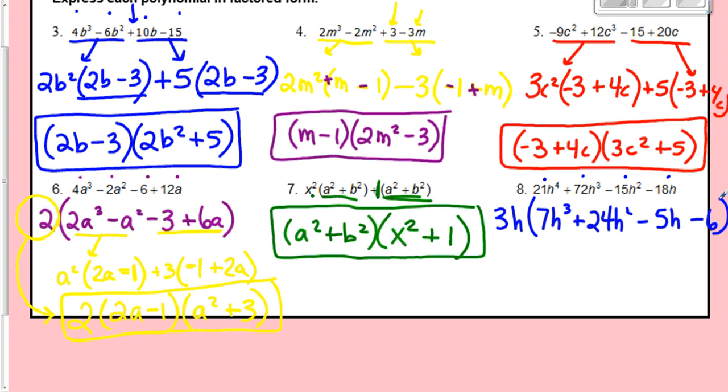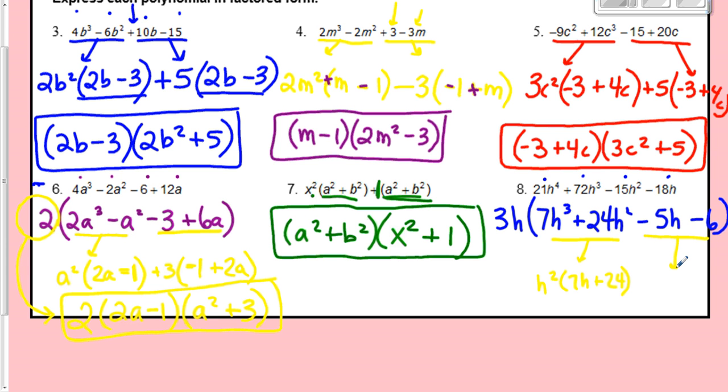This is similar to number 6 over here, right? So now I group, right? My first 2 terms, the only thing they have in common is h squared. So I'm left with 7h plus 24. Oh no. When I go to group these 2, is there any way we're going to be left with the 7h plus 24 in parentheses? No, there's no way, right?